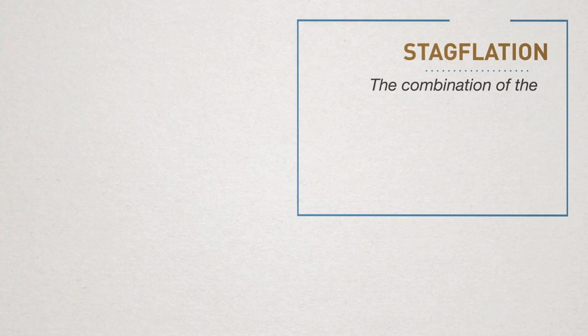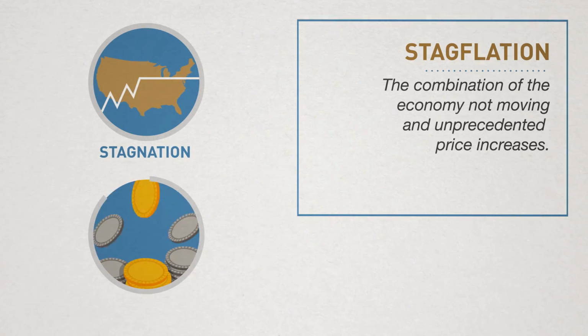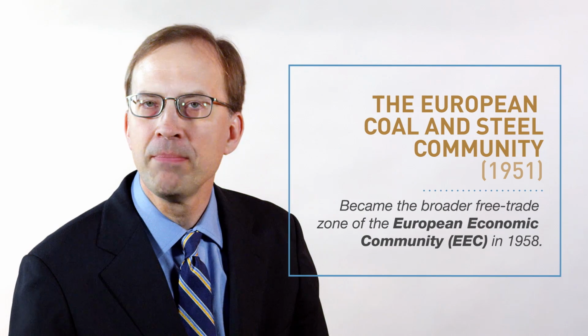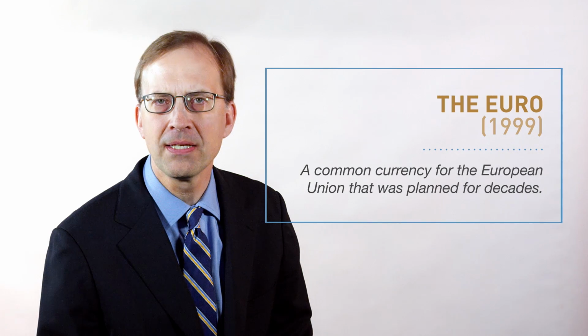These huge price increases accompanied a series of terrible recessions in the United States in which economic growth stopped or shrunk as prices shot up by 10% or more per year. Commentators call this stagflation, which was the combination of an economy not moving, stagnation, and an unprecedented series of price increases, inflation. Economists were confused by this development because Keynesianism had taught that recessions and unemployment were the antidote to inflation, and vice versa. Europe, meanwhile, was working on coming together economically. The European Coal and Steel Community of 1951 became the broader free trade zone of the European Economic Community, EEC, of 1958. The common currency, the euro, planned for decades, was launched in 1999.